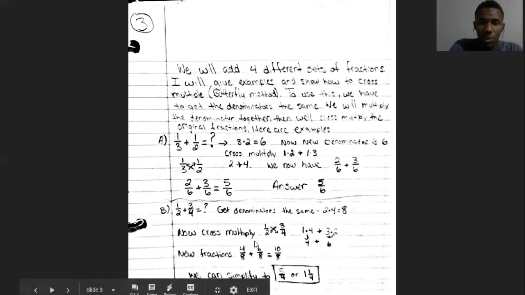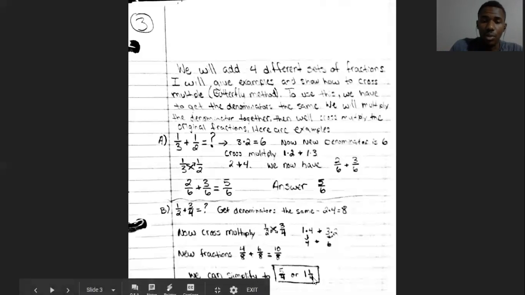We're going to come down to the next one and do the same thing. We're going to get the denominators the same, multiply them together, we're going to get 8. Then we cross multiply, as you can see over here. Cross multiplying, 1 times 4 equals 4, 3 times 2 equals 6. Now, our new fractions are 4/8 plus 6/8. Those two added together will equal 10/8. And this is where we get into simplifying fractions. That's not really what this is about, because our answer after we add them together is 10/8. But if you want to simplify it, just divide each of those by 2. Then you get 5/4. Or if you want to use a proper form, 5/4 would be 1 1/4.